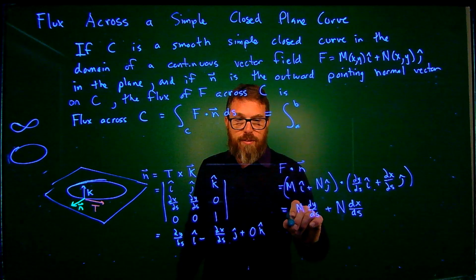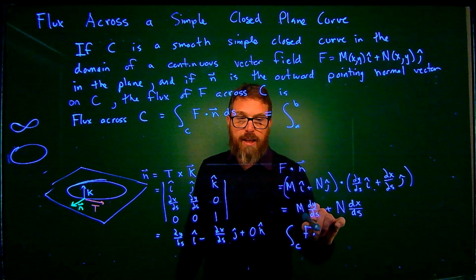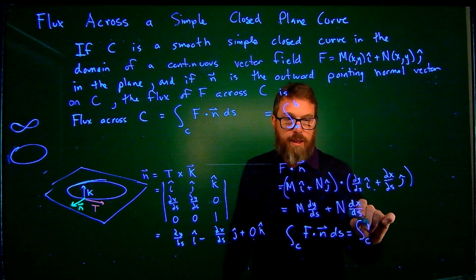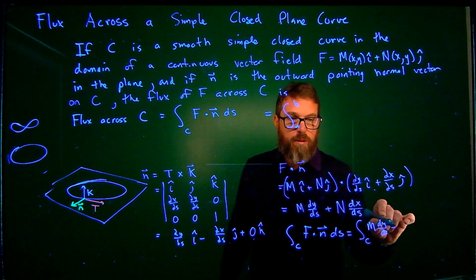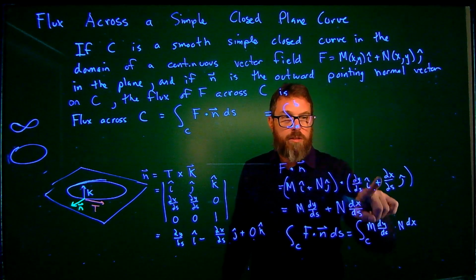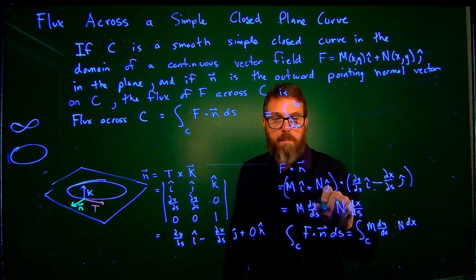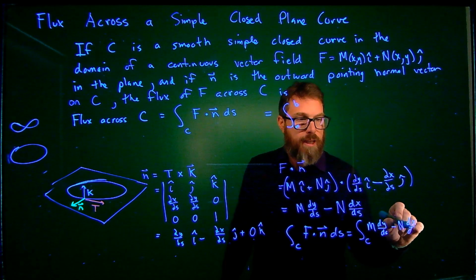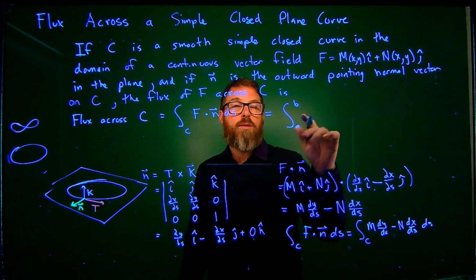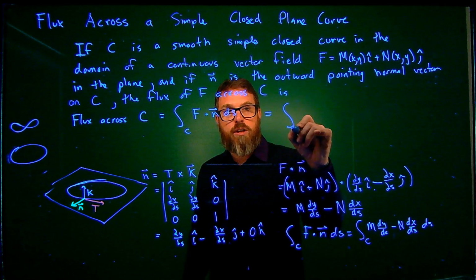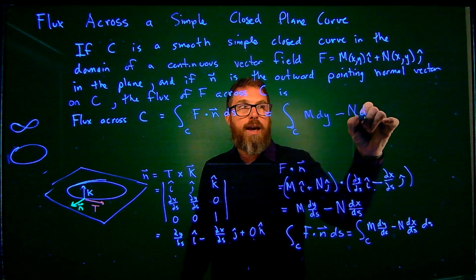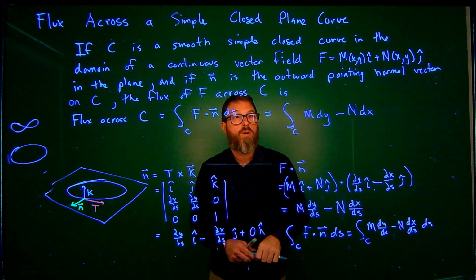So finally, when we have the integral over C of F dot n ds, this is going to be the integral over C of, well, F dot n is going to be M dy/ds minus N dx/ds. Yep, this is minus, all over ds. So you can see that the s's are going to disappear. So this is the integral over the curve of M dy minus N dx. So it has that very similar differential form that I showed you with the work integral.